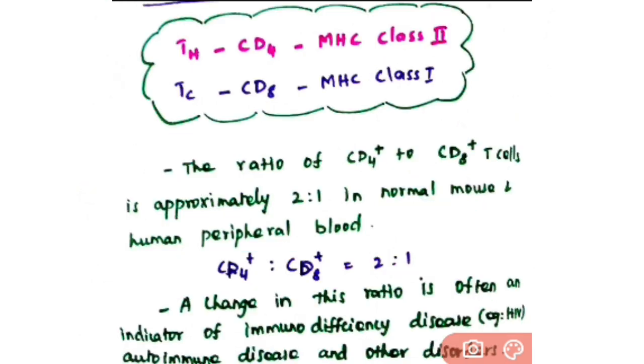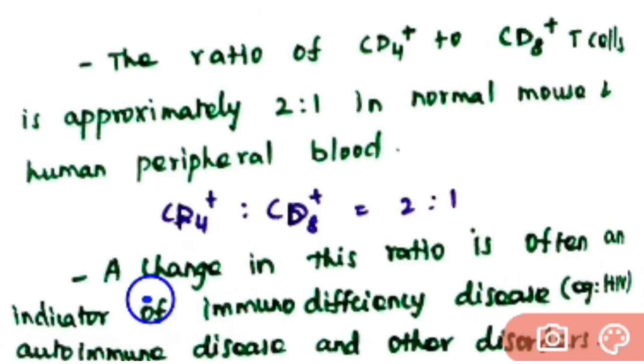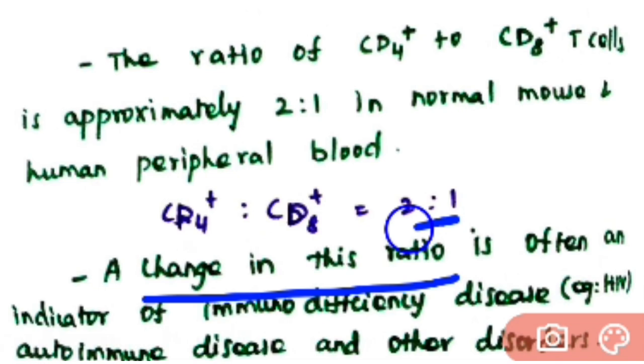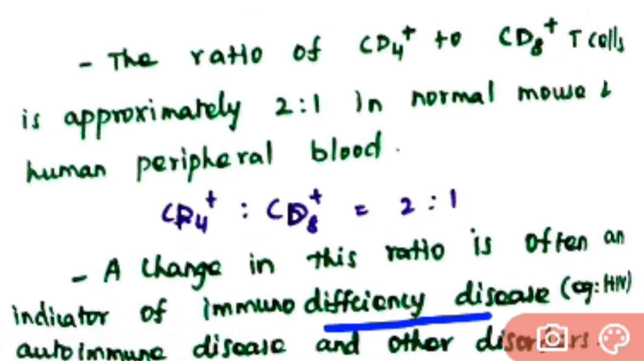The ratio of CD4 plus to CD8 plus T cells is 2:1. Here plus means the T cell has the CD4 marker on its surface. A change in this ratio is often an indicator of immunodeficiency disease, for example HIV. It is also an indicator of autoimmune diseases and some other disorders.